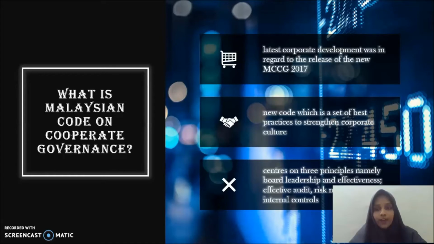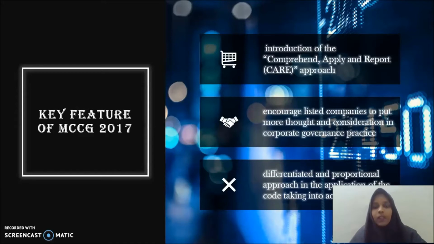The code, which will take effect for the financial year ending 31 December 2017, essentially centers on 3 principles, namely board leadership and effectiveness, effective audit, risk management and internal controls, and corporate reporting and relationship with stakeholders. A key feature of the new code is the introduction of the comprehend, apply and report approach, moving from comply or explain to apply or explain an alternative. This is meant to encourage listed companies to put more thought and consideration when adopting and reporting on their corporate governance practices. There is also a differentiated and proportional approach in the application of good governance, taking into account the differing size and complexity of listed companies, where certain practices and reporting expectations apply only to companies in the Bursa Malaysia.